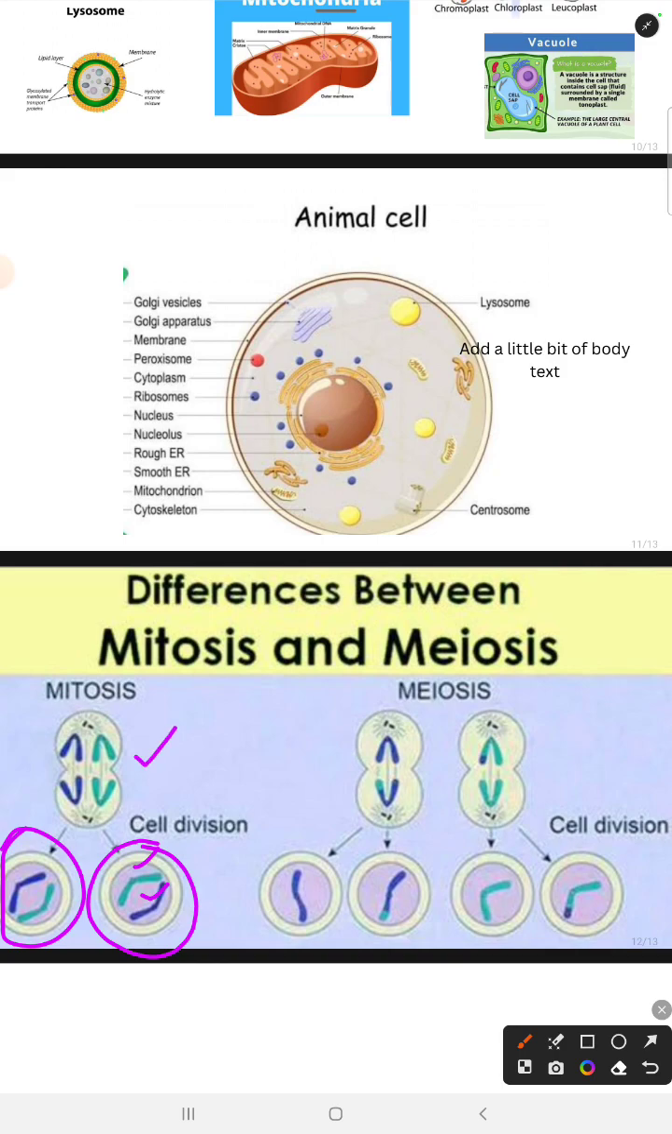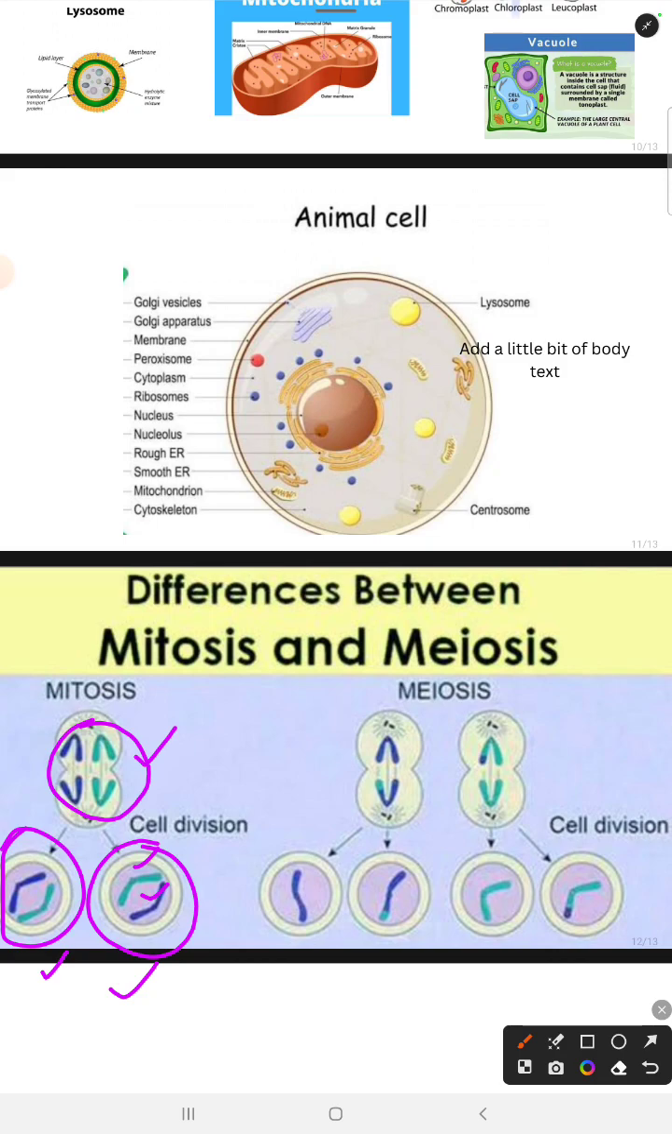This is the parent cell, and from this parent cell two diploid daughter cells are formed, and the chromosome number remains the same. Here also you find there are two different chromosomes, and here also you find there are two different chromosomes. Now the next part is meiosis.